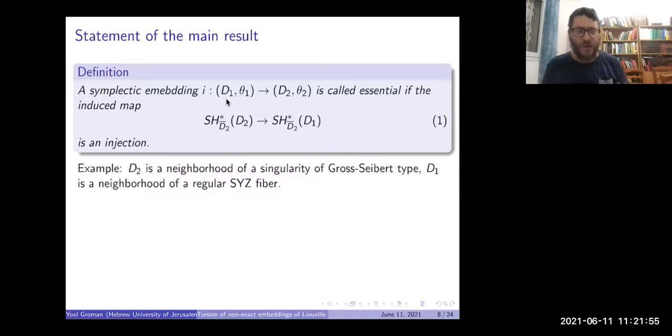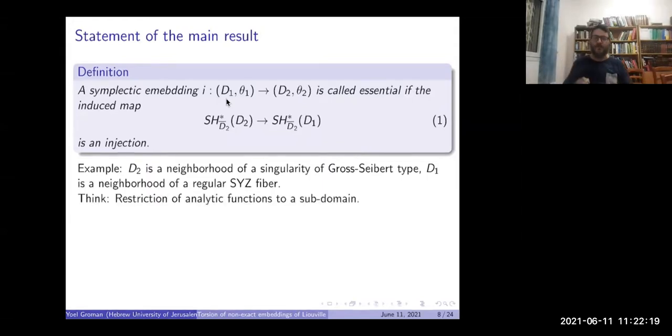This is an assumption. And an example is when the bigger Liouville domain is a neighborhood of a singularity of Gross-Siebert type, and the smaller one is a neighborhood of a regular SYZ fiber. Then one can show that in the local model, the restriction map is injective. The intuition you should have in your mind is that it's like a restriction of analytic functions to a subdomain. An analytic function is determined by its values on an open set.